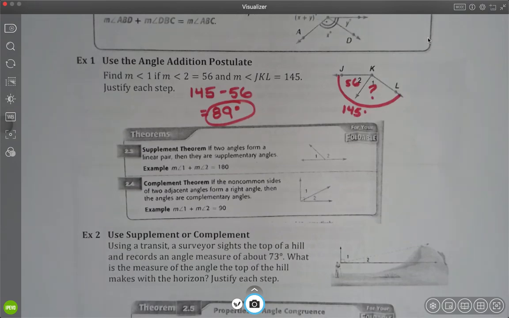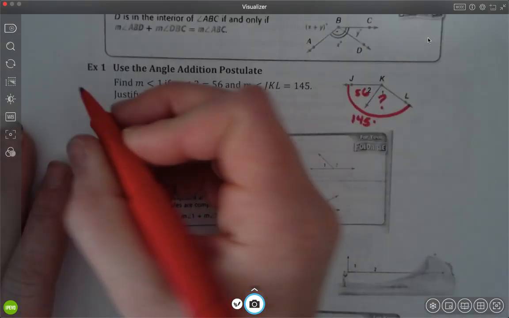89 degrees. There we go. Okay? Those two angles added together have to be 145. So, it says justify our steps. How do we know that we are allowed to do that? The angle addition postulate.